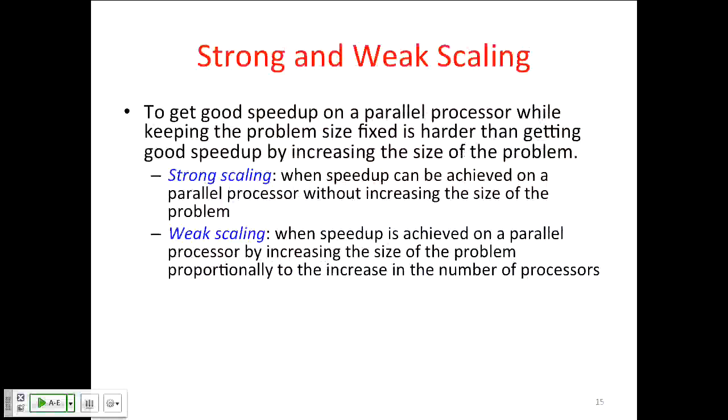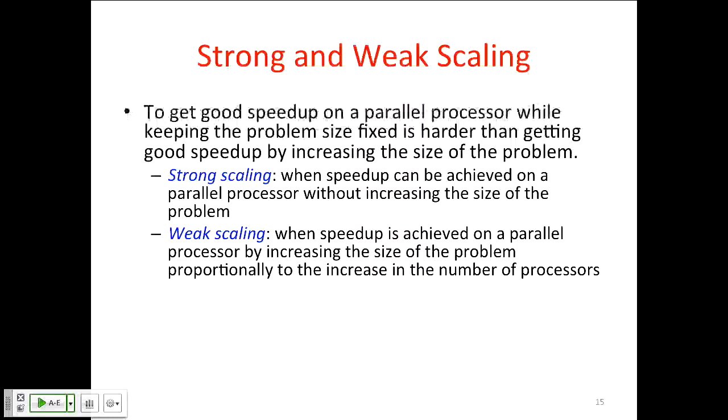But another way you can use parallel processors: all these examples assumed you had the same amount of work to do, and you're just trying to parallelize it and do it in less time. An alternative way of using a parallel machine is, as you add more resources, I'll do a bigger problem. So instead of keeping the problem size fixed, I'll say, hey, I've got a bigger, more powerful machine, I'll do a bigger problem. And usually what you find is the serial portion of the code doesn't grow with the size of the problem. There may be some initialization you have to do. And so it's easier to get parallel speedup if you allow the problem to grow to fill the size of the machine you have.